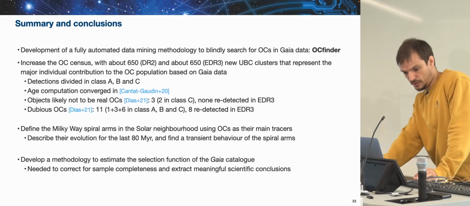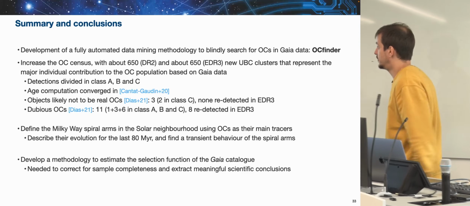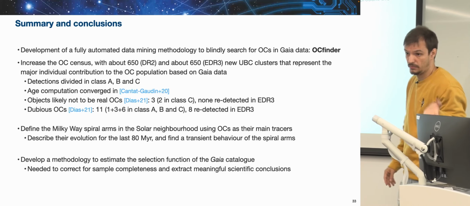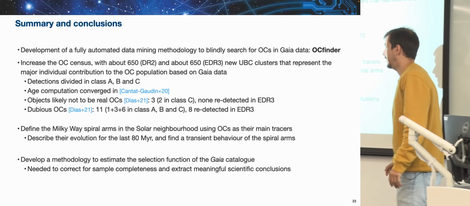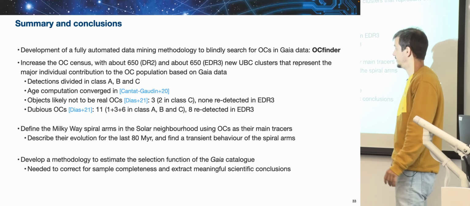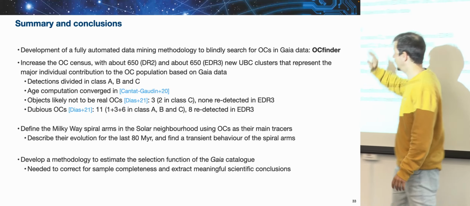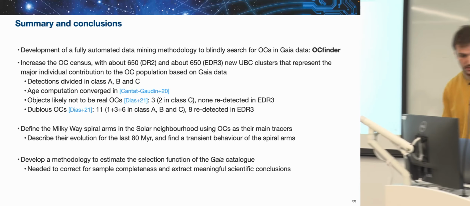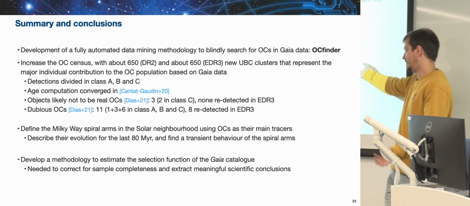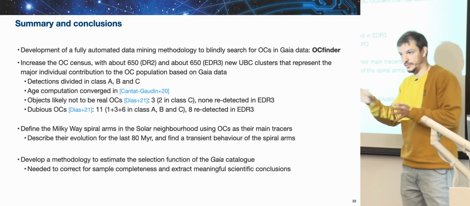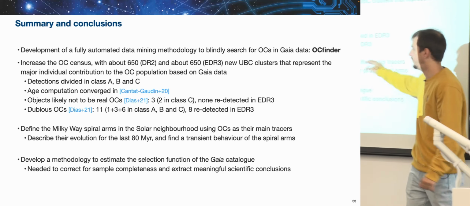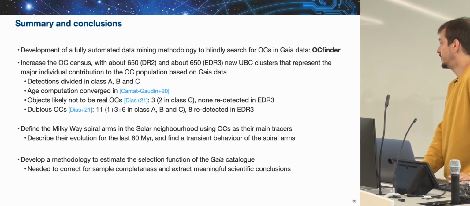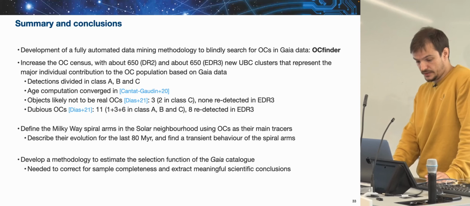Okay, so I think I'll finish here. So this is my summary. I just explained a data mining method to blindly search for open clusters. We are more or less successful in the sense of the number of clusters we have detected. Also, I have described how we compute the astrophysical parameters for this, and then we use them for an actual science case, which is the description and evolution of the spiral arms in the solar neighborhood, and we find that the description of the clusters of the spiral arms disfavors classical density waves, finding a transient behavior of the arms.